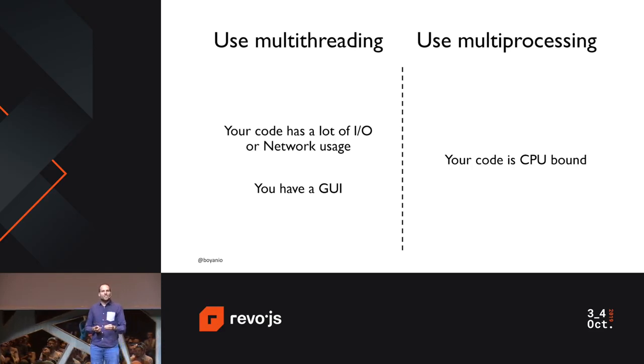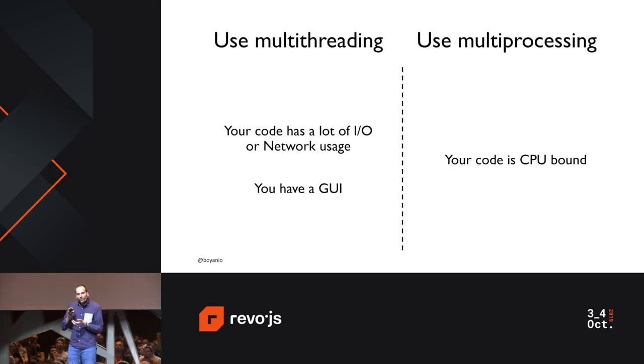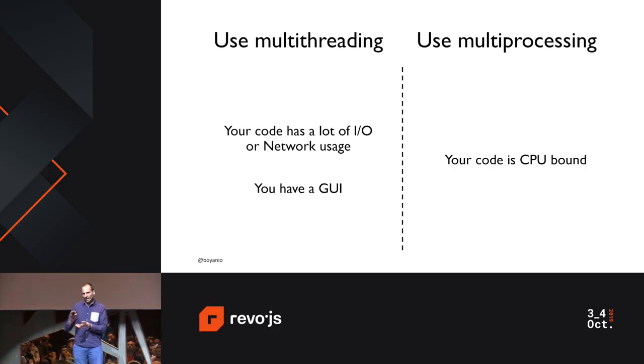In case where you have a really specific CPU-bound computation, there you really want to go to a separate process to do this. And the difference here is that threads are really easy and cheap to create, while processes take a little more to create, but they give you some other things in terms of computation.